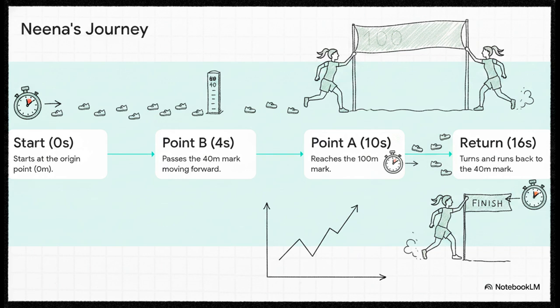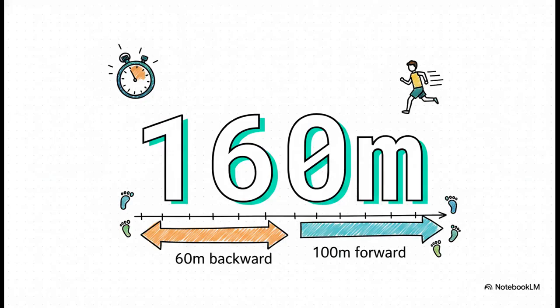Okay, let's map out her exact journey step by step. At time 0, she's right there at the origin. Then, boom, she takes off running to the right. At 4 seconds, she blows past the 40-meter mark. She keeps pushing all the way out to the 100-meter mark, hitting that at 10 seconds. But wait, she turns around and runs back along that exact same path, finally stopping back at the 40-meter mark at 16 seconds. Now, if we tally up the actual physical ground her feet covered, we get 100 meters moving forward, plus the 60 meters she ran backward from the 100-meter mark back to the 40. So 100 plus 60 gives us a total of 160 exhausting meters.